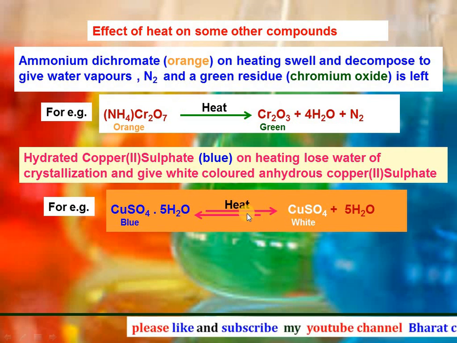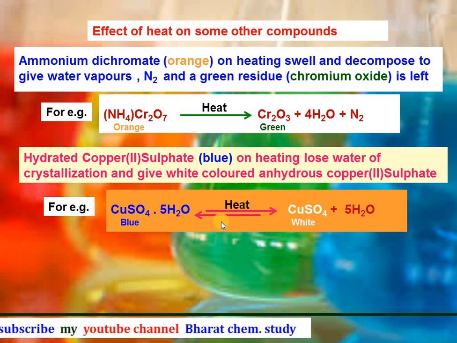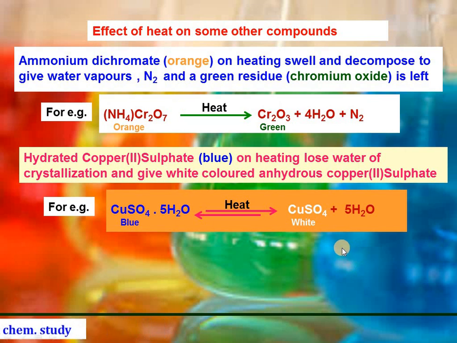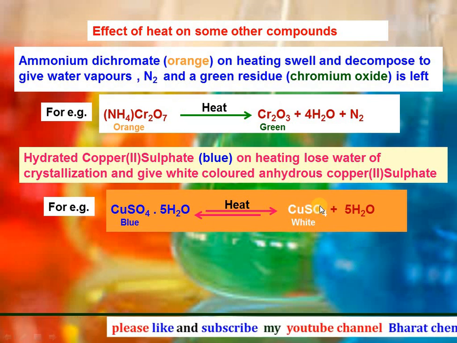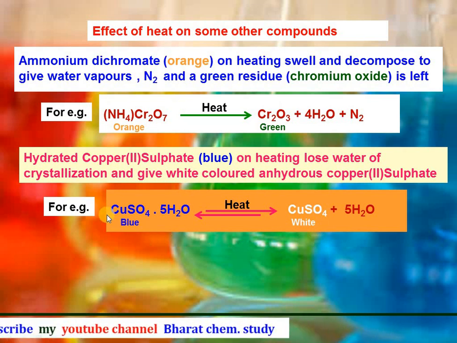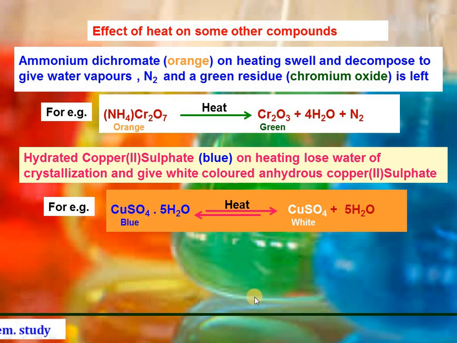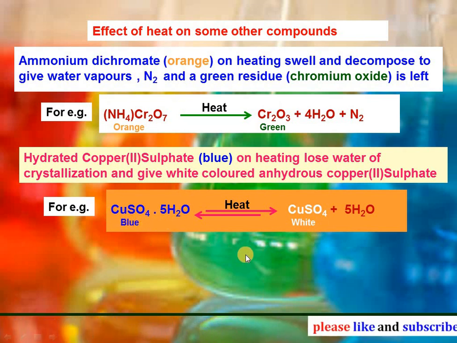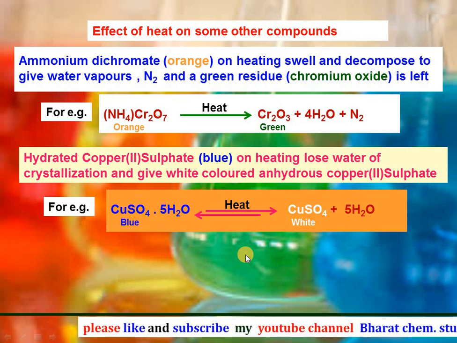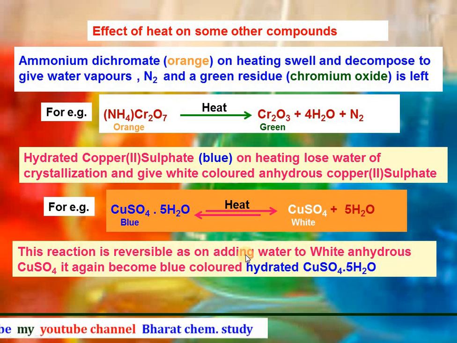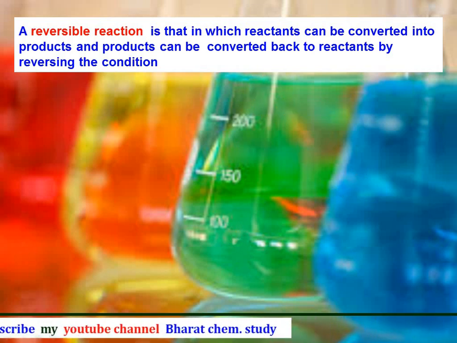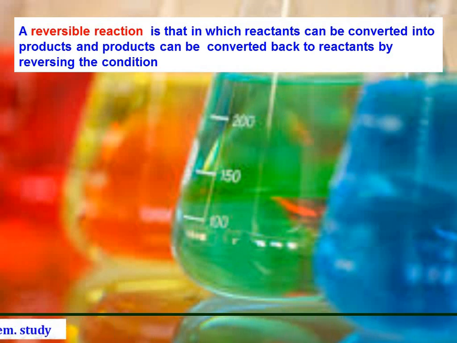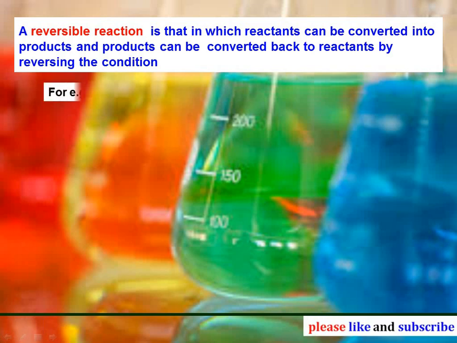Here these 2 arrows, one forward one backward, tell that this reaction is reversible, meaning when we add water to white color copper sulfate, it will again change to blue color copper sulfate by gaining these 5 water molecules of crystallization. Therefore this reaction is also called a reversible reaction. A reversible reaction is one in which reactant can be converted into product and product can be converted back into reactant by just reversing the conditions.